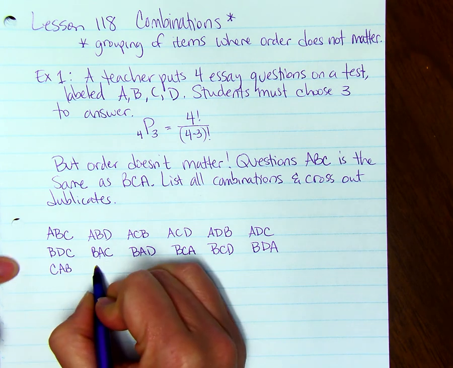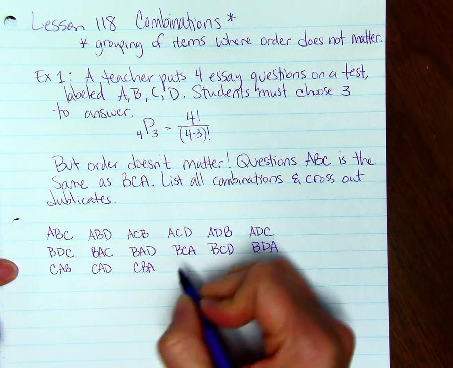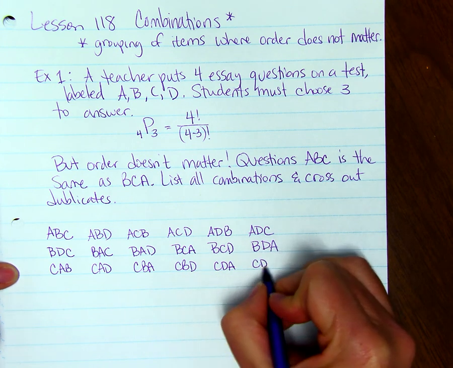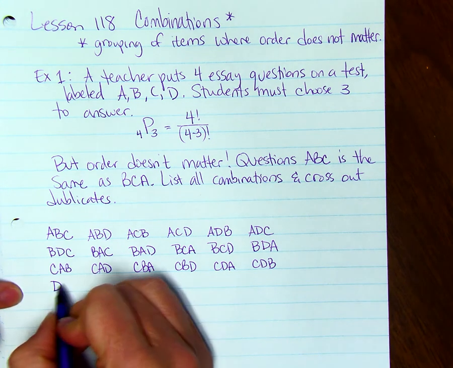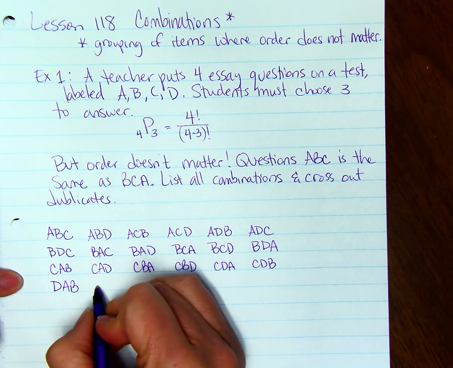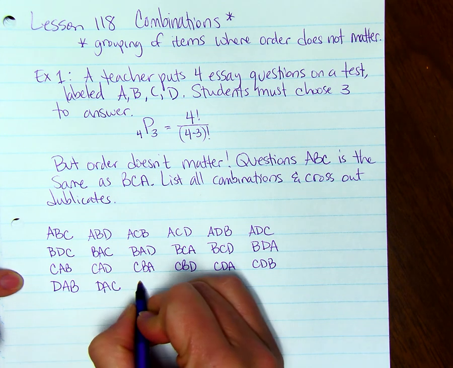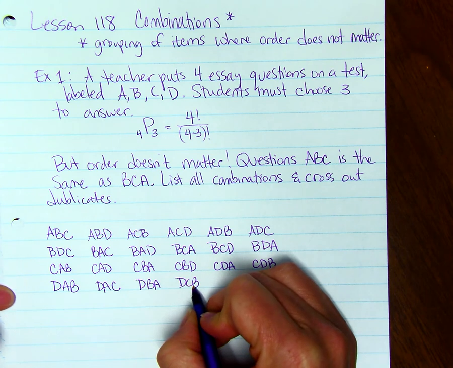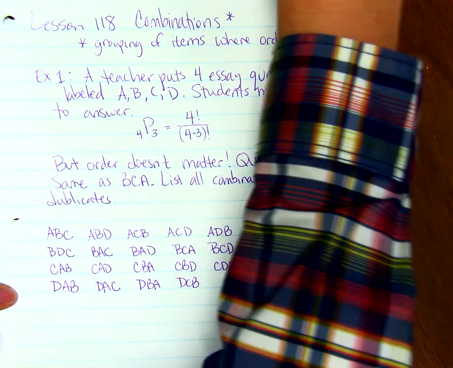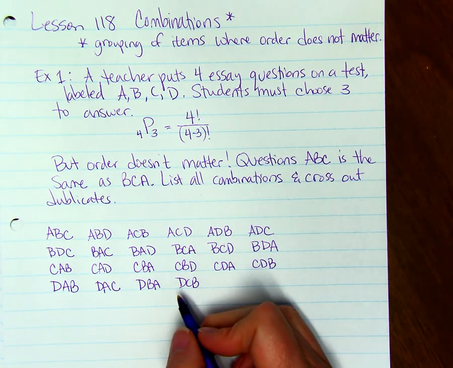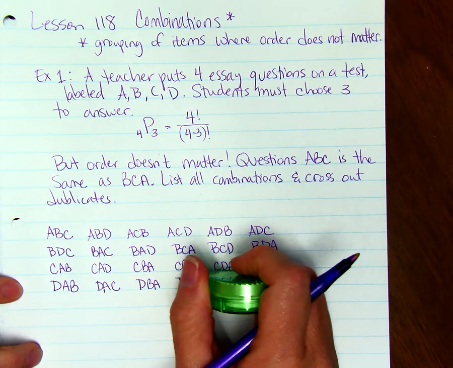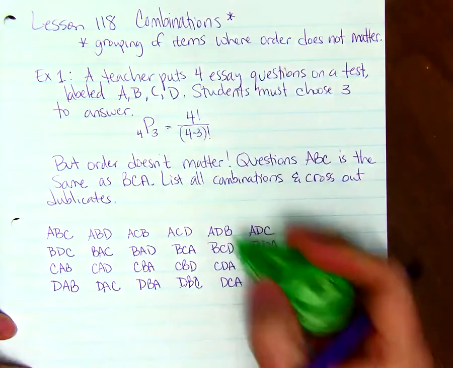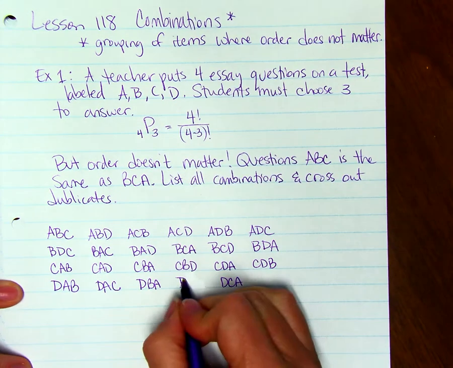Then we're going to start with C. So we can have C, A, B, C, A, D, C, B, A, C, B, D, C, D, A, and C, D, B. And then we're going to start with D. So we have D, A, B, D, A, C, D, B, A, and, whoops, I wanted to do B, C. Well, we'll just do D, C, B. We'll do B, C right here and C, B last. So D, B, C, D, C, A, and then D, C, B.